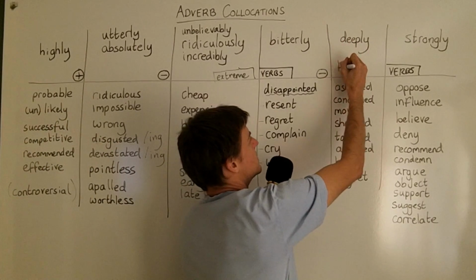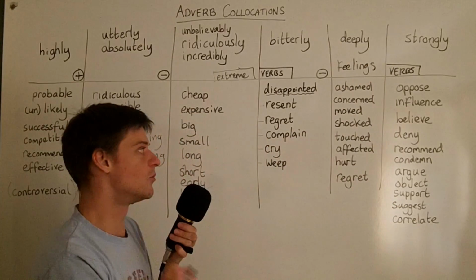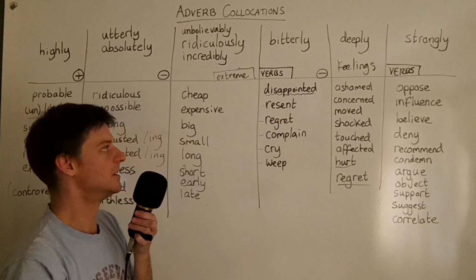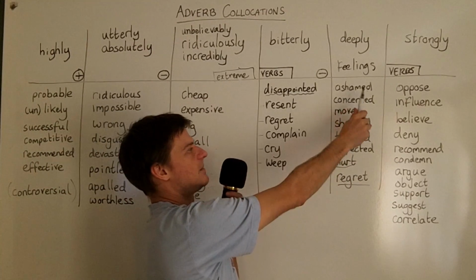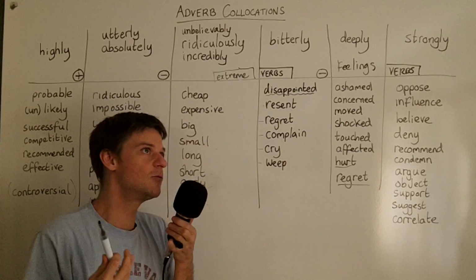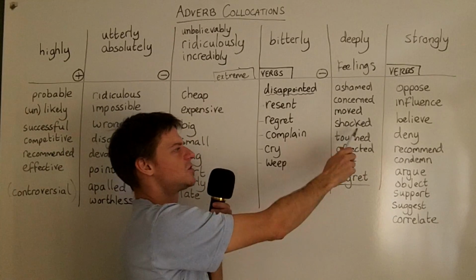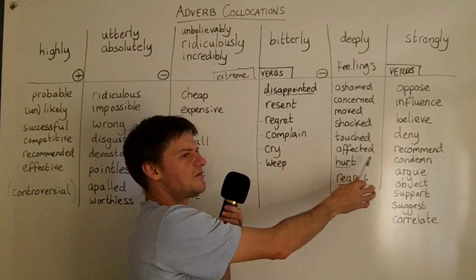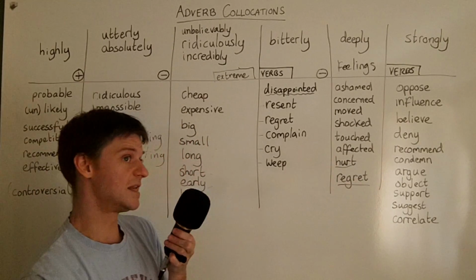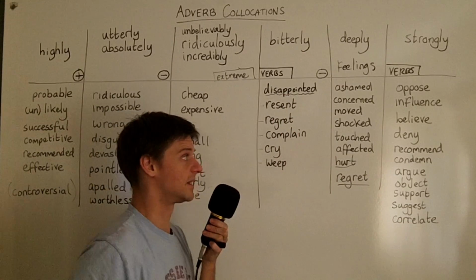Deeply is often used for feelings. So if we look at these adjectives, and they're all adjectives except for hurt, which is a verb, and regret, which is a verb. I was deeply ashamed. I was deeply concerned. I watched that sad film and I was deeply moved or deeply touched. You can also be deeply shocked or deeply affected by something. You can deeply hurt someone's feelings, and you could deeply regret something, just as you can bitterly regret something.